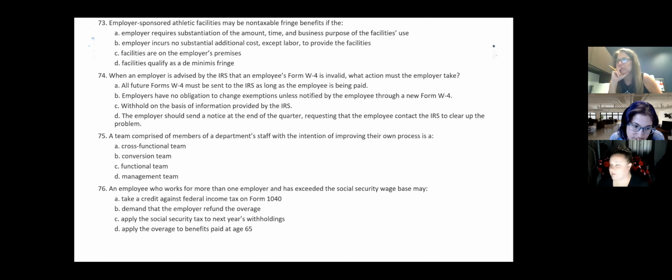Good job. Employer-sponsored athletic facilities may be non-taxable fringe benefits if what? Yep, the facilities are on the employer's premises. Good job. When an employer is advised by the IRS that an employee's Form W-4 is invalid, what action must the employer take?